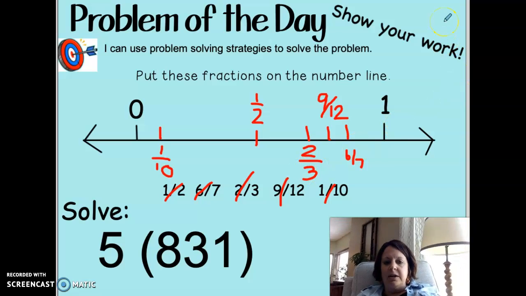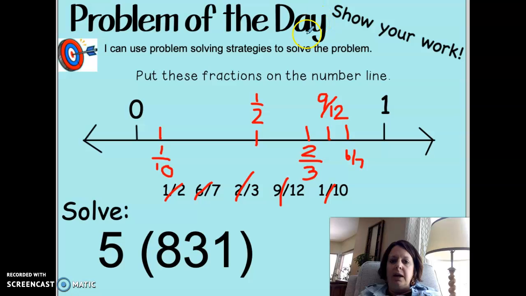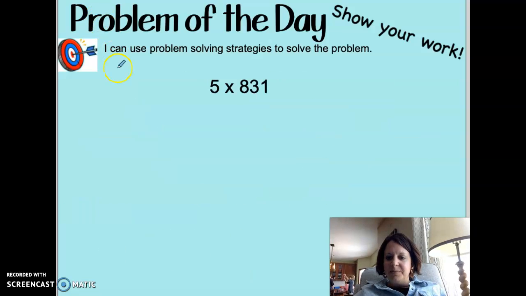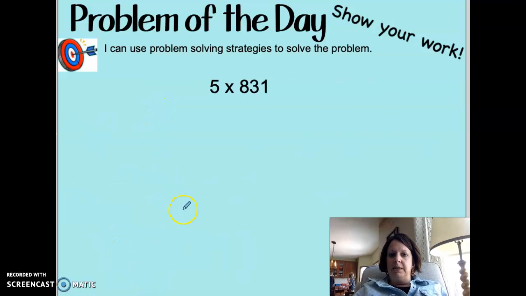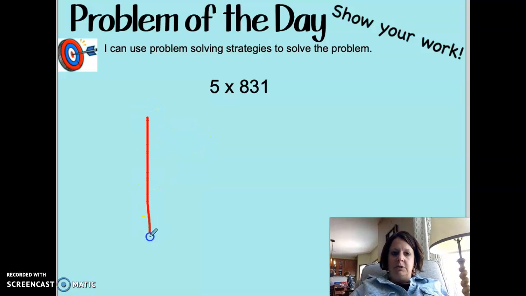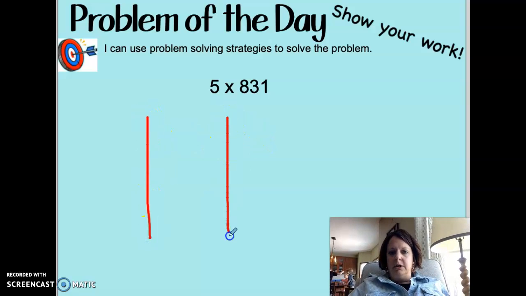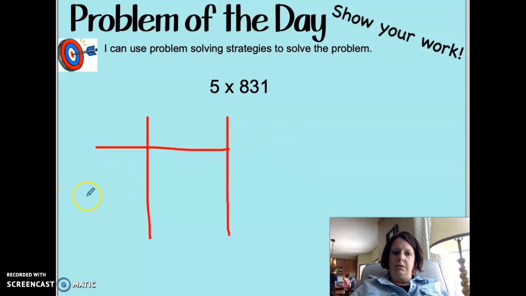And now it's time for us to solve 5 times 831. I will be right back because I'm going to get a new page so we have more room for this. Thanks. Hello, thanks for being patient. I just got up a new page. So we have 5 times 831. It also looks like this. They both mean the same thing. So I'm just going to make a grid here to show this.